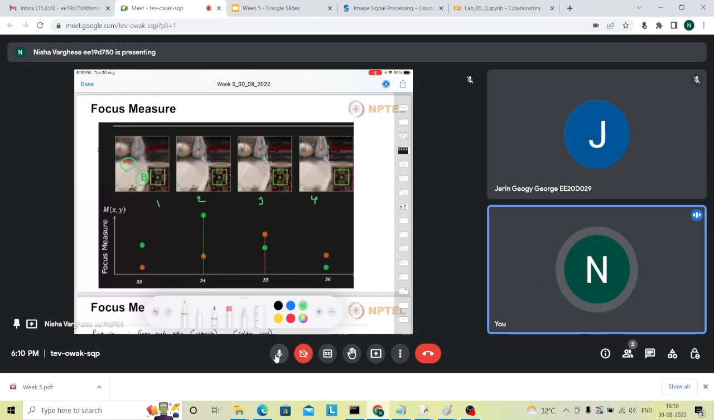Then we can measure the focus measure at every pixel in every image, at the orange pixel position. We can say that at frame 33, at that distance, orange has a lesser focus measure. But at 34, the orange focus measure increased, and at the 36th frame or 36th distance, its measure is reduced. So either we can take this as depth.